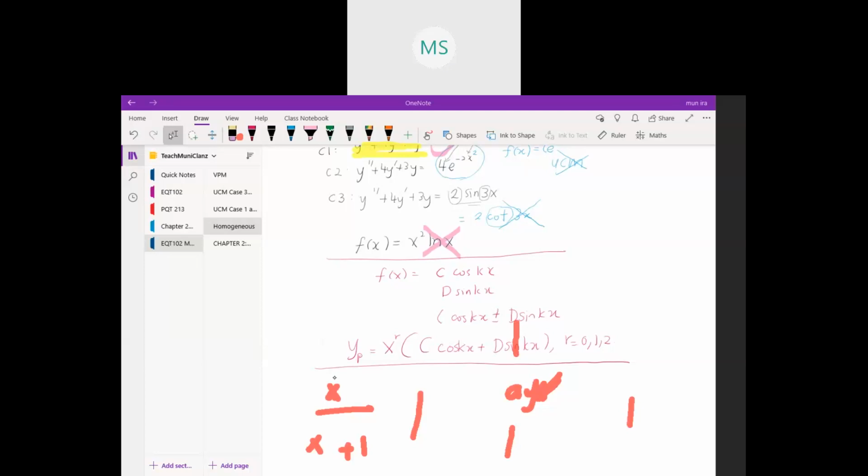Saya nak tanya, kalau kita guna case 1 juga untuk selesaikan persamaan tu, apa akan jadi? Okay, case 1, this one: A y double prime plus 4y prime plus 3y equals to x square just now, or x to the power of negative 2.